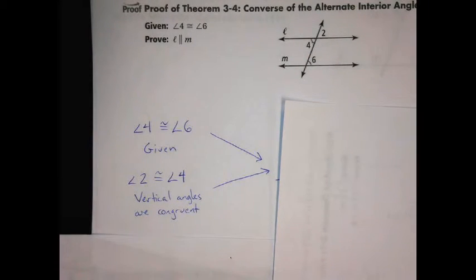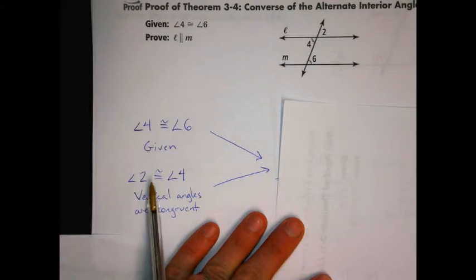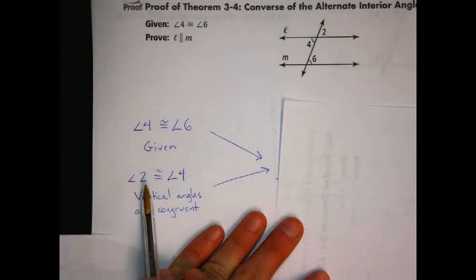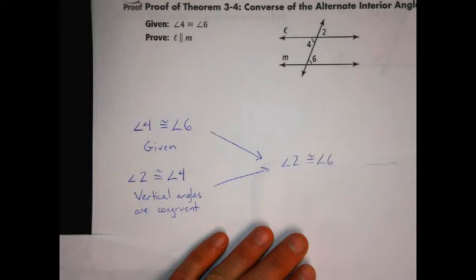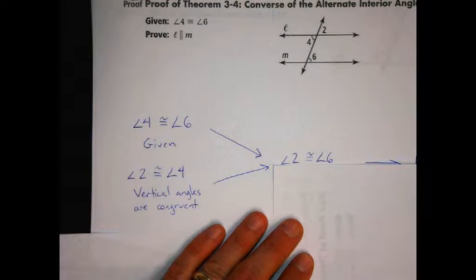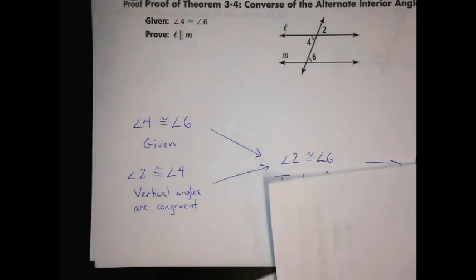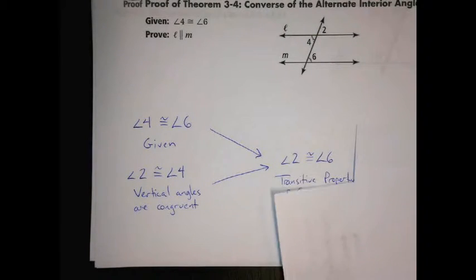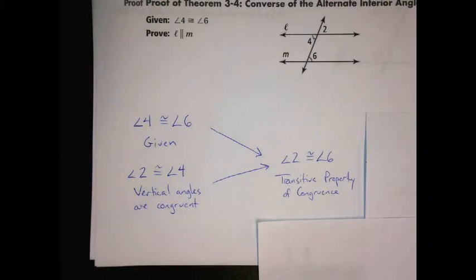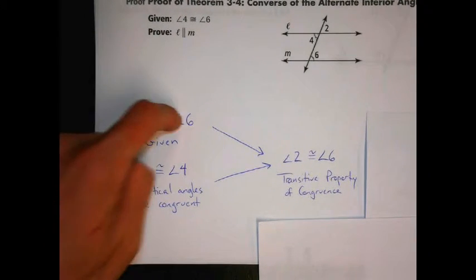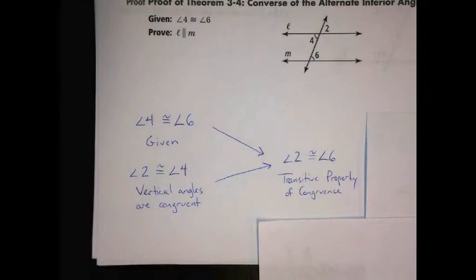The flow proof says, well, we're going to take those two arguments and flow them into the next argument. Well, what would be the next argument? Take a look at what we have. Hopefully you see that the next argument is going to be that angle 2 is congruent to angle 6. How can we make that argument? We can easily make that argument because of the transitive property of congruence. 2 and 4, 4 and 6, 2 and 6. Ta-da! Transitive property of congruence.